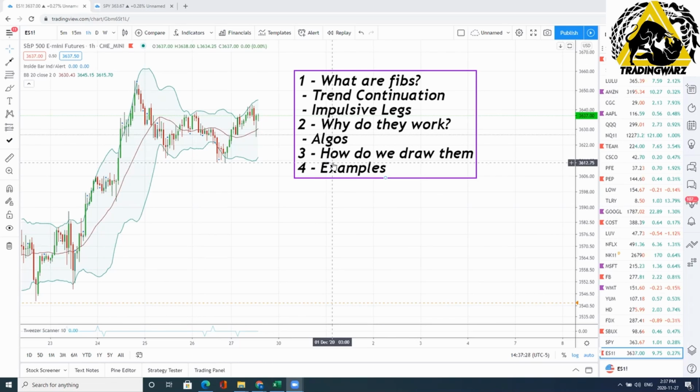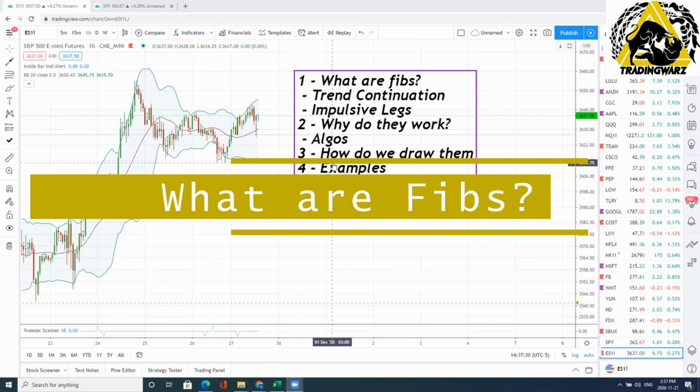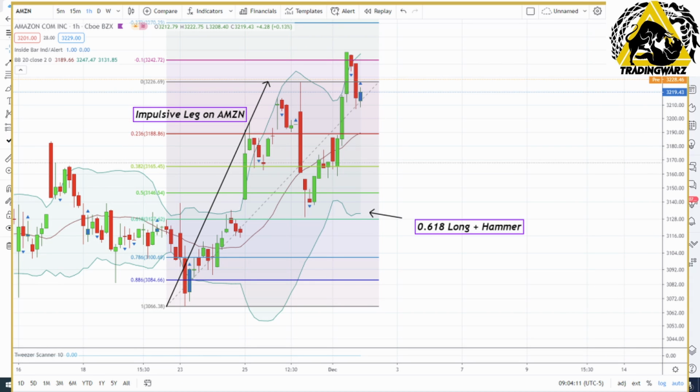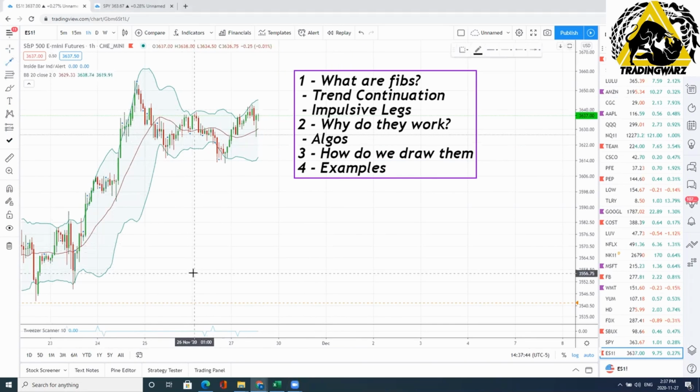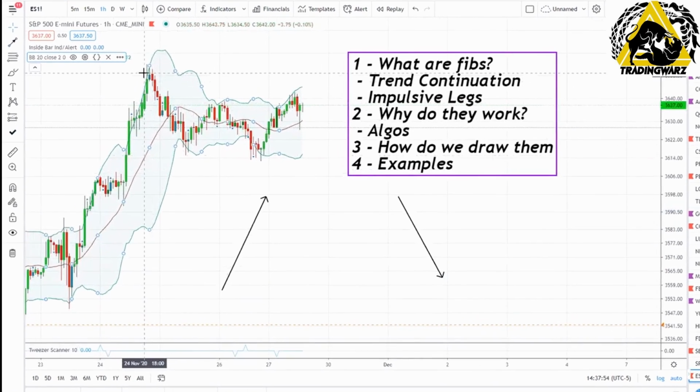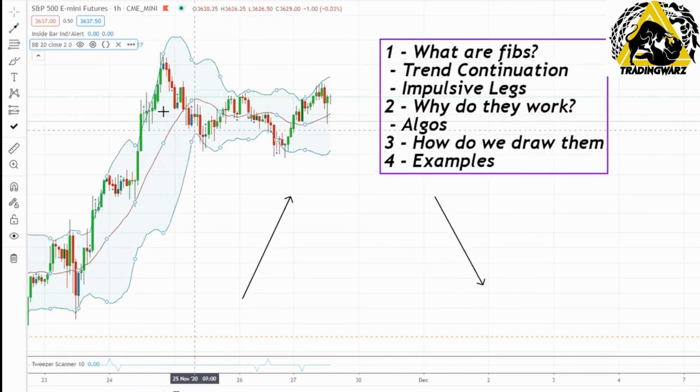All right. So we're going to start off first of all with what are fibs. So Fibonacci is retracements of a trend. Okay. So every trend must have an impulsive leg. What an impulsive leg means is a push either up or down. We can look at this chart that I have right here and we can say this is an impulsive leg down. We can say this is an impulsive leg up.